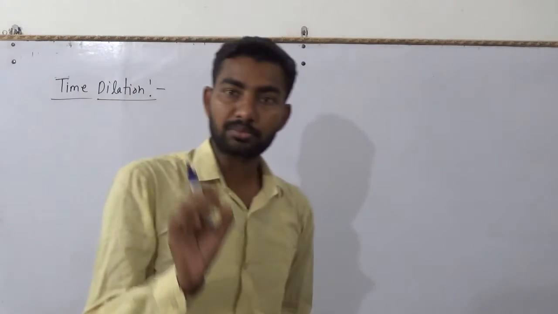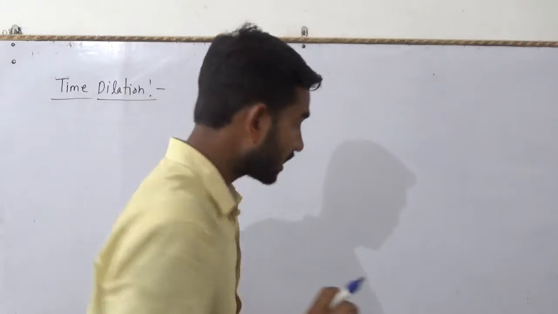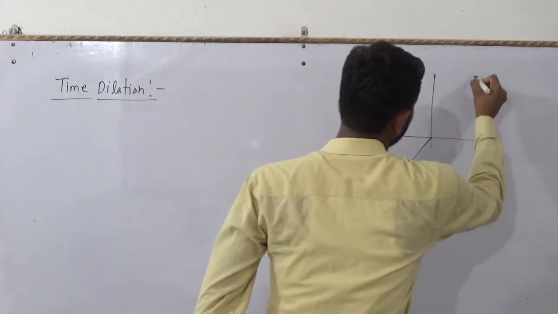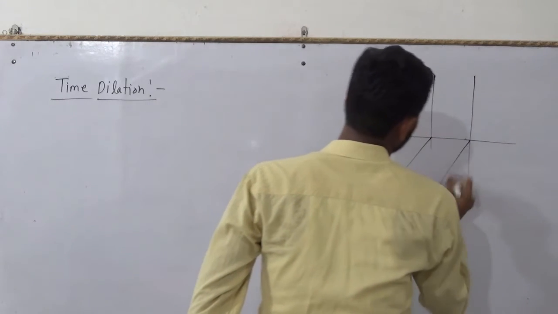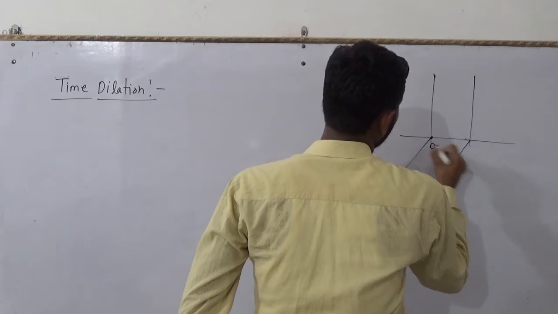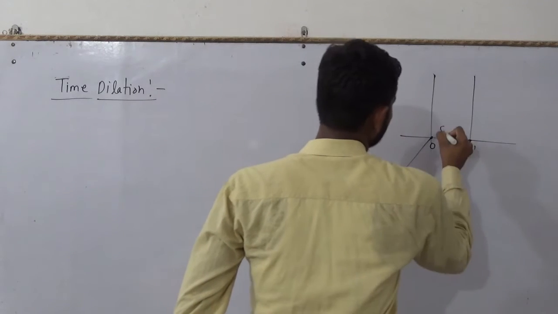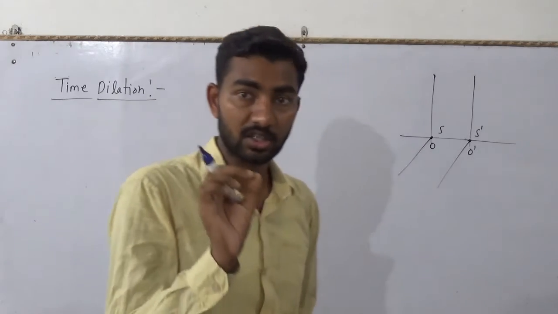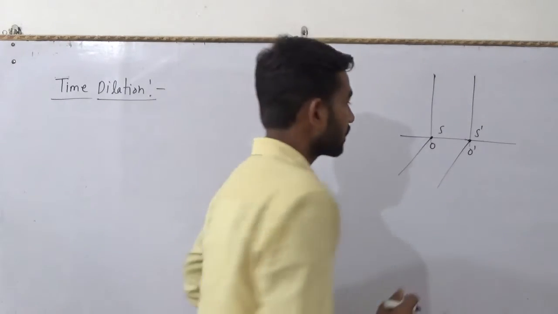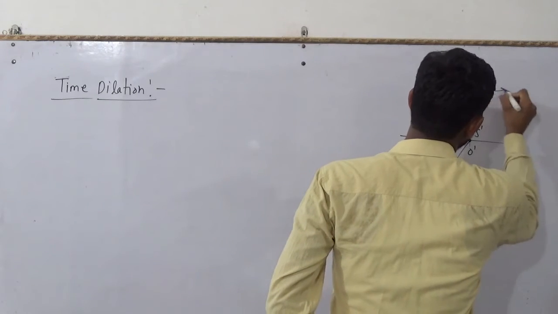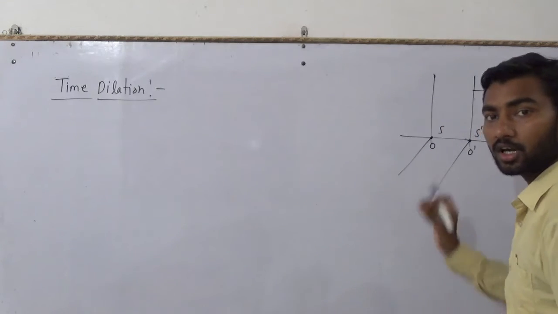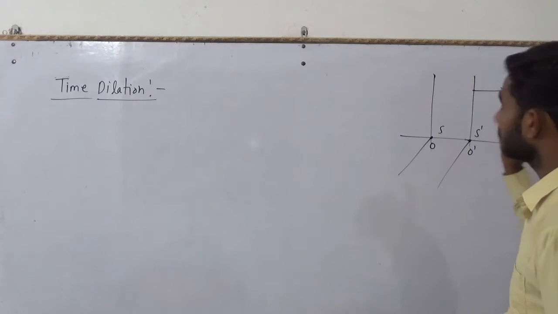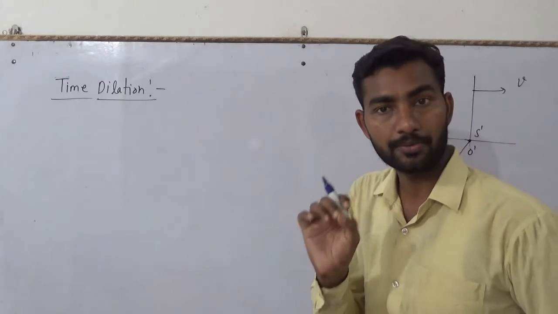Friends, for a complete realization of time dilation, we are considering two frames of reference, S and S dash, with their origins O and O dash. Now we are considering that frame of reference S dash is moving along the positive x-axis with uniform velocity v.